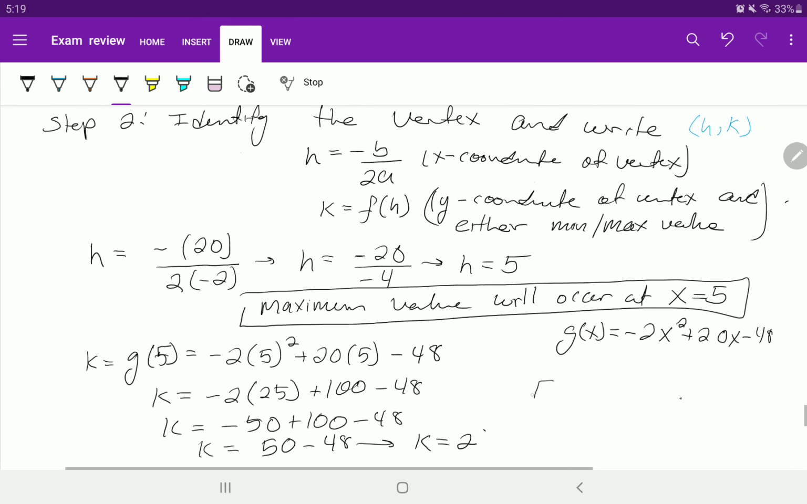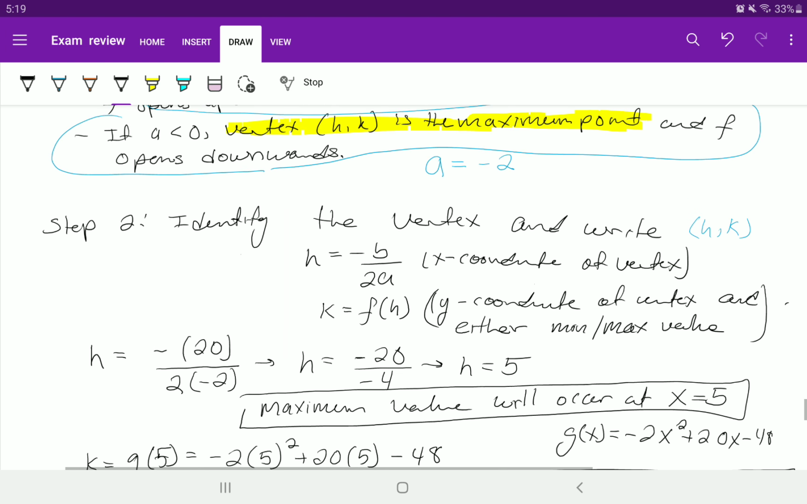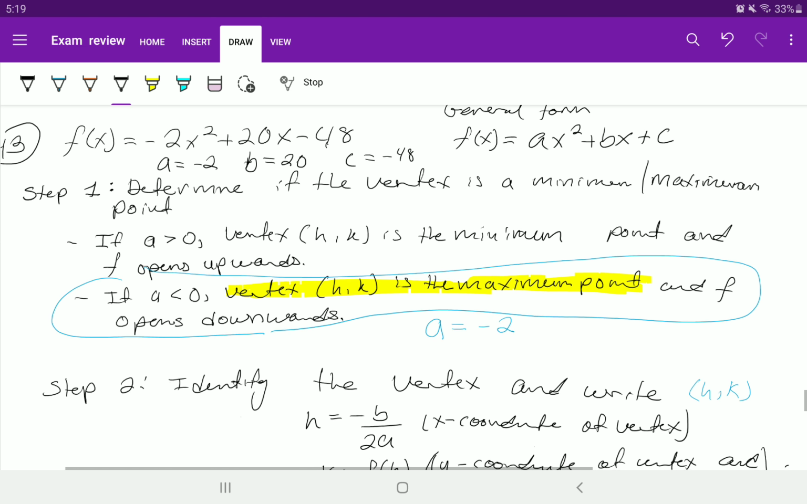So the function's maximum value is 2. And that is the answer to all 3 parts of question 42. So I'm going to review again. I'm going to go over it one more time for number 43.